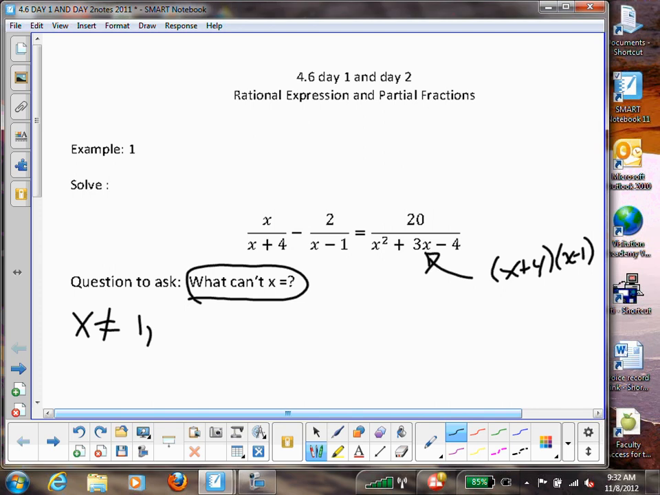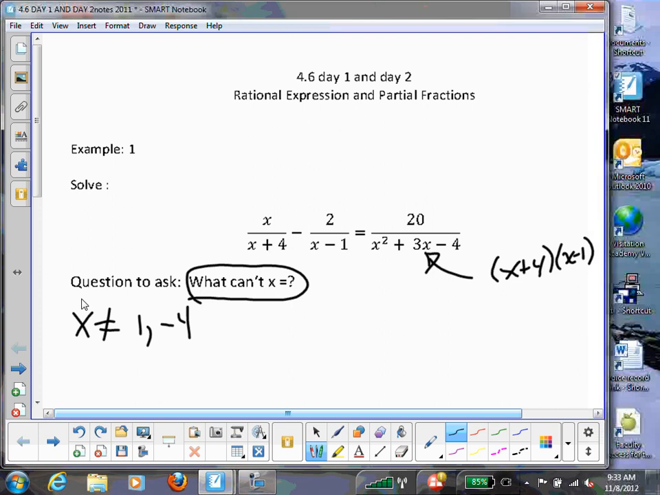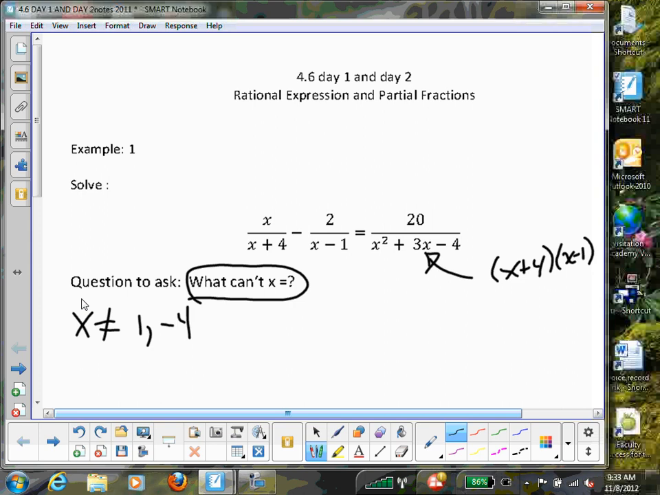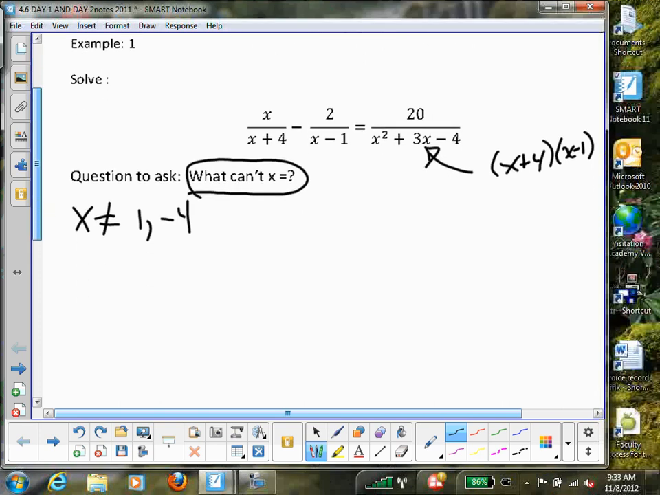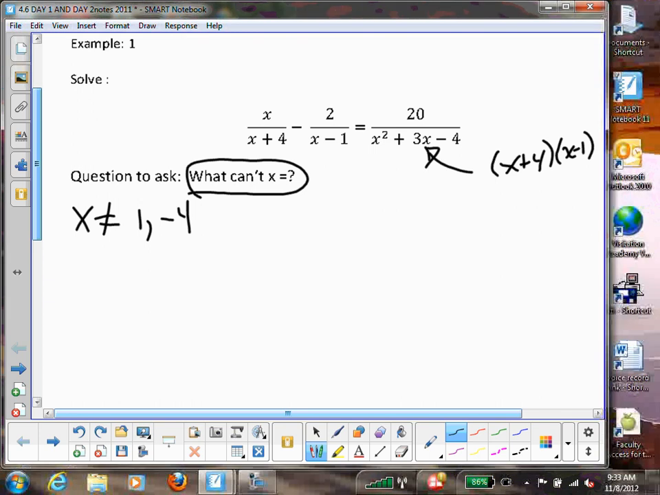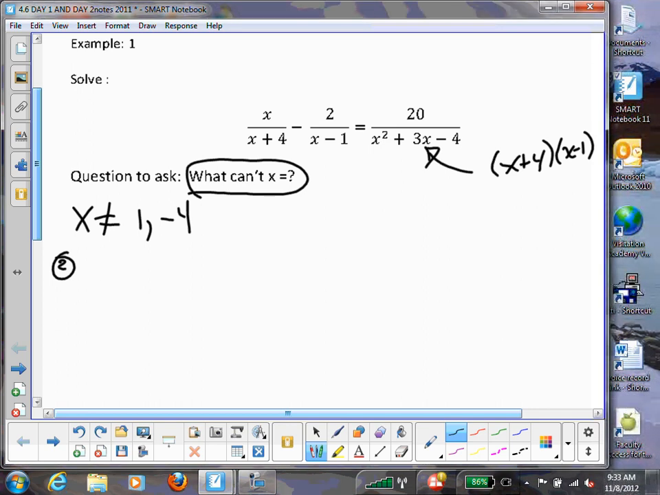1 and negative 4. We keep this in the back of our head because when we go through solving, if we come up with x equal to one of those, we can't use it because we already said they're not possible solutions. Okay? So, first step that you have to do, and if you don't do it, I'll take off points. I want you to consistently get these right, and this has to be the first thing that you show me.